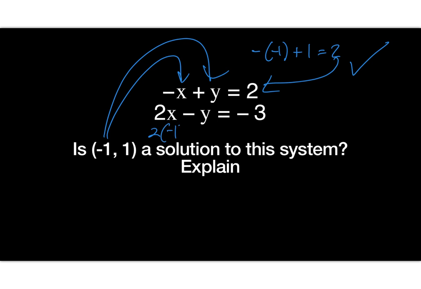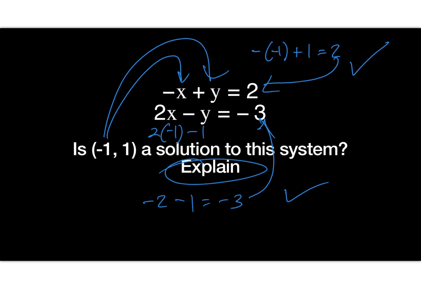2 times negative 1 minus 1. So if I go 2 times negative 1, that's negative 2. Minus 1 is negative 3, which is negative 3 and checks. The explaining part is important. When asked to explain, it doesn't mean just show your work. It means actually using words to explain what just happened.